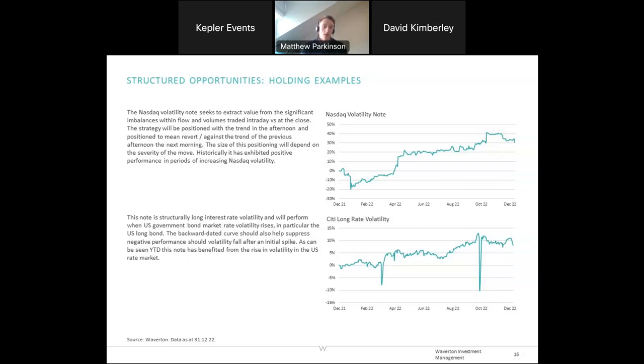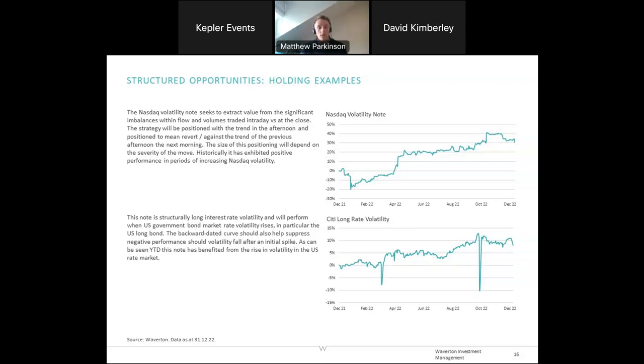These flows and bank hedging programs result in intraday trends within the NASDAQ being particularly strong, and especially at the close when the market's moving aggressively up or down. The strategy is designed to take advantage of this by building into the directional trend of the day and positioning itself to reverse overnight, and has historically performed exceptionally well during extreme market moves.